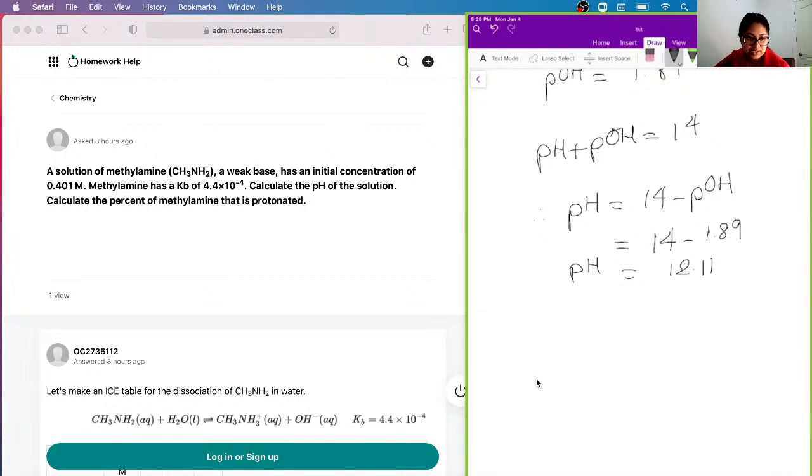And so the last question says to calculate the percent of methylamine that is protonated. And to do that, we can say the percent of protonated.